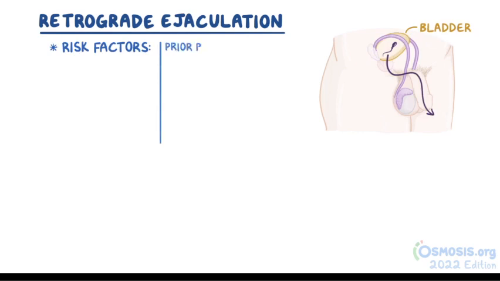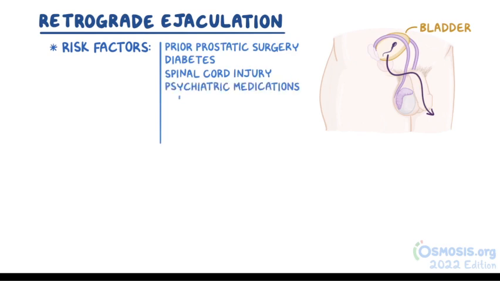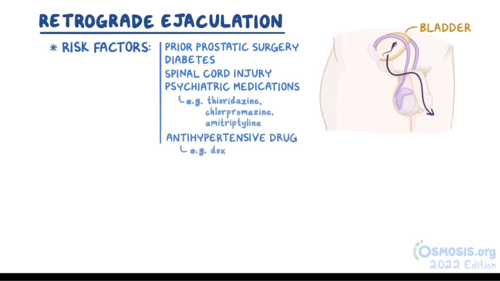Retrograde ejaculation, on the other hand, happens when the sperm goes into the bladder instead of out through the urethra during ejaculation. Some risk factors for retrograde ejaculation include prior prostatic surgery, diabetes, spinal cord injury, and taking some psychiatric medications, like thioridazine, chlorpromazine, and amitriptyline, or the antihypertensive drug doxazosin.